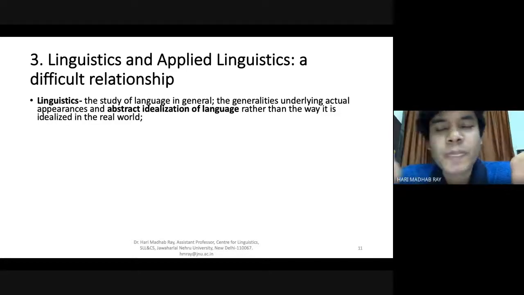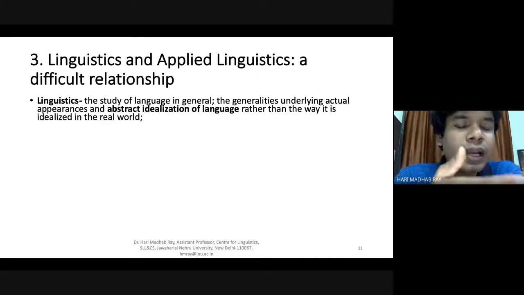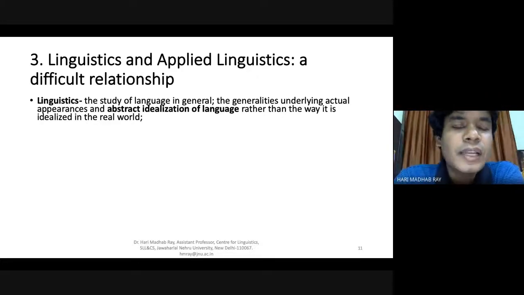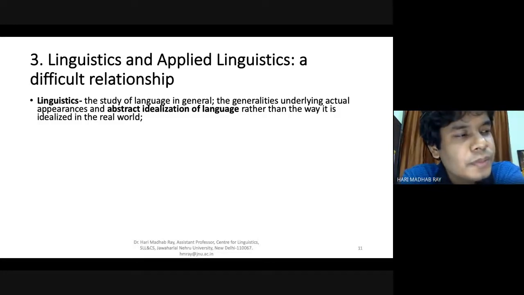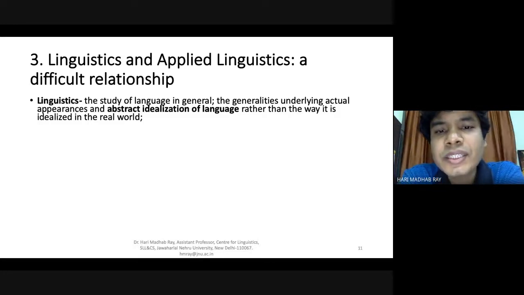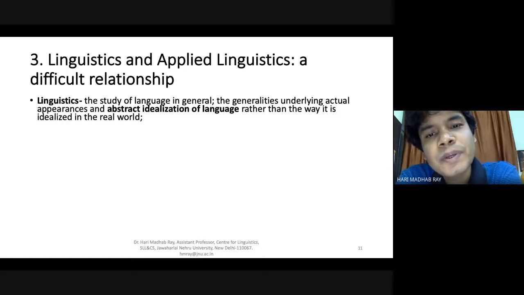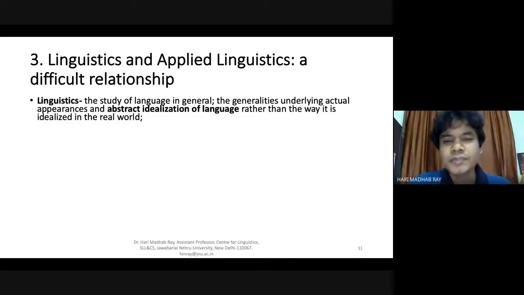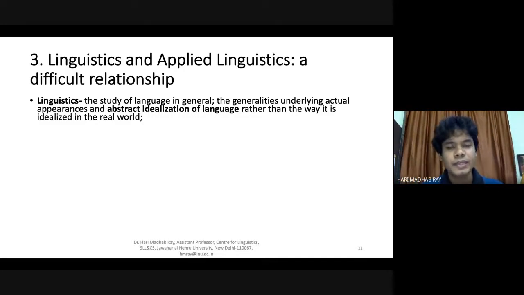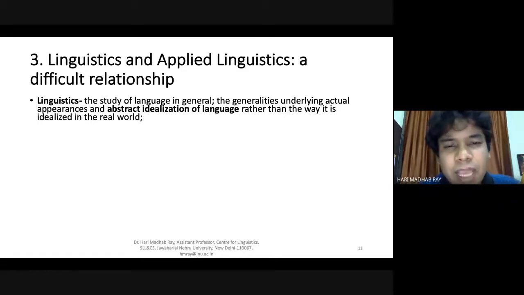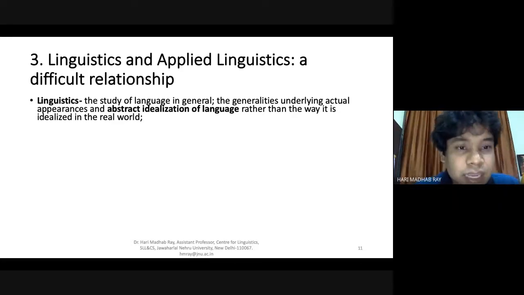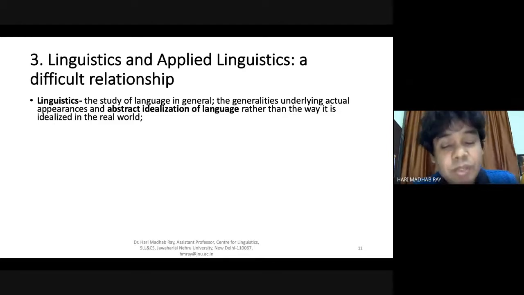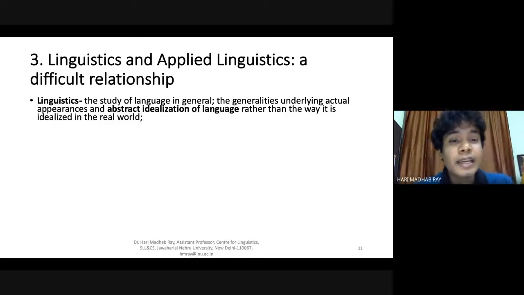This is really interesting: slowly and gradually, though the generative tradition is still very influential, people started working on language use. I'll simply tell you that if you're talking about linguistics, this is the kind of understanding we have: the study of language in general, the generalities underlying actual appearances, and an abstract idealization of language rather than the way it is used in the real world.